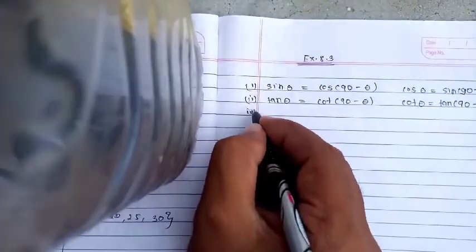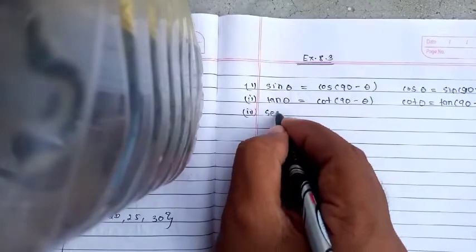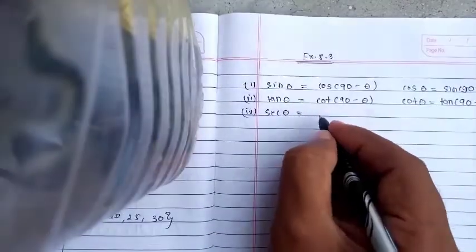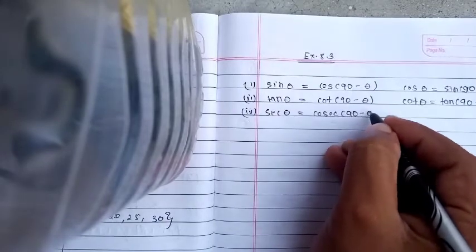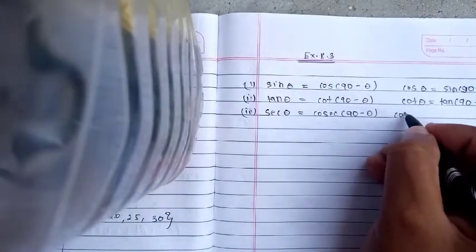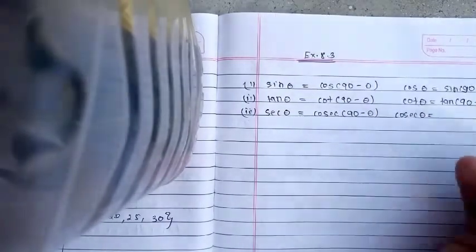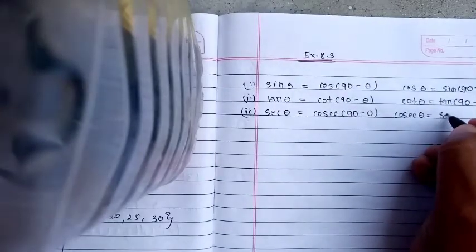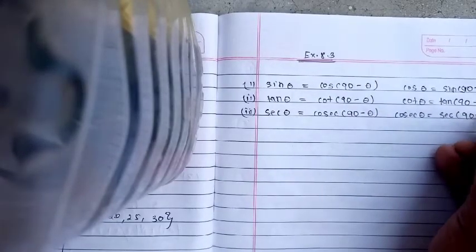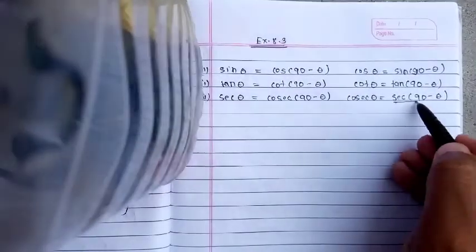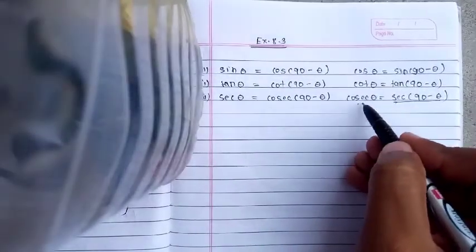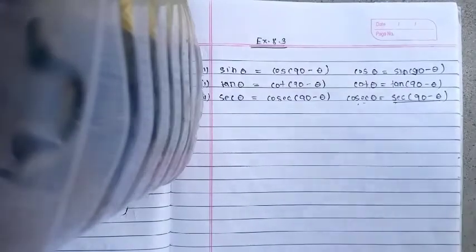Third one, sec theta can be written as cosec of 90 minus theta. Cosec theta can be written as sec of 90 minus theta. Or vice versa. If this is given, then we can replace this. If this is given, we can replace this, depending upon the question.